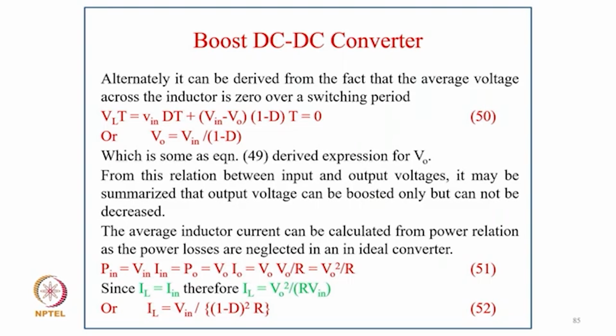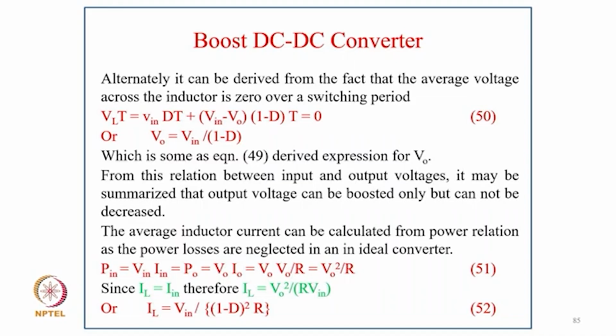Now, alternately, it can be derived from the fact that the average voltage across the inductor is 0 over a period. So VL over the on period, Vin DT, plus (Vin minus VO)(1 minus D)T equal to 0, or this becomes VO equal to Vin upon (1 minus D), which is the same as the previous equation derived for the expression of output voltage. So, from this relation between input and output voltage, it may be summarized that the output voltage can only be boosted but cannot be decreased.